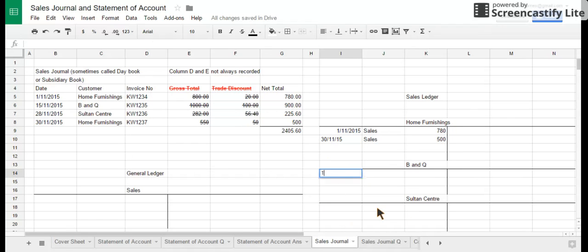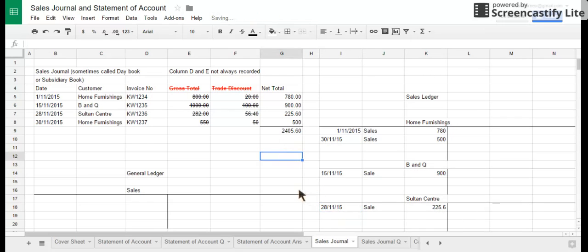B&Q made one purchase, and that was for $900. So that's a sale for this company. And the final sale was to somebody called the Sultan Center, and that's worth $225.60, and that was on the 28th.